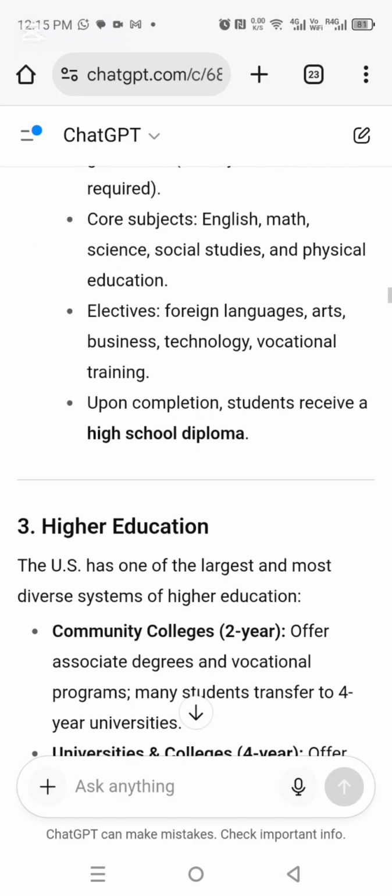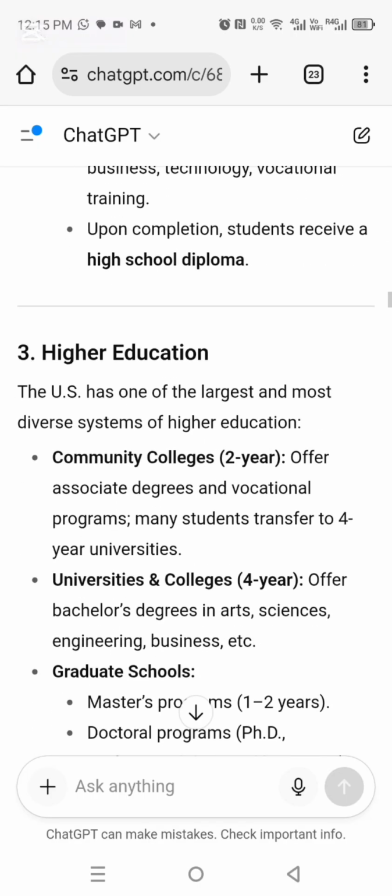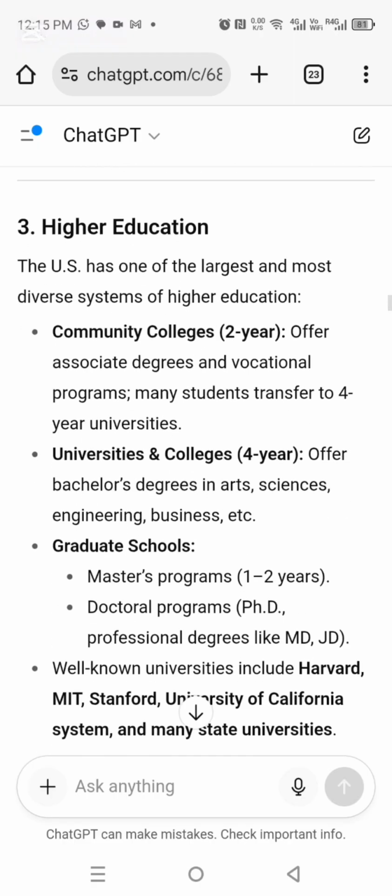Upon completion, students receive a high school diploma, and you can see that most people in the US are actually employed, not most, some, through their high school diplomas, and it holds more substance. Then there's higher education, the community college for 2 years.